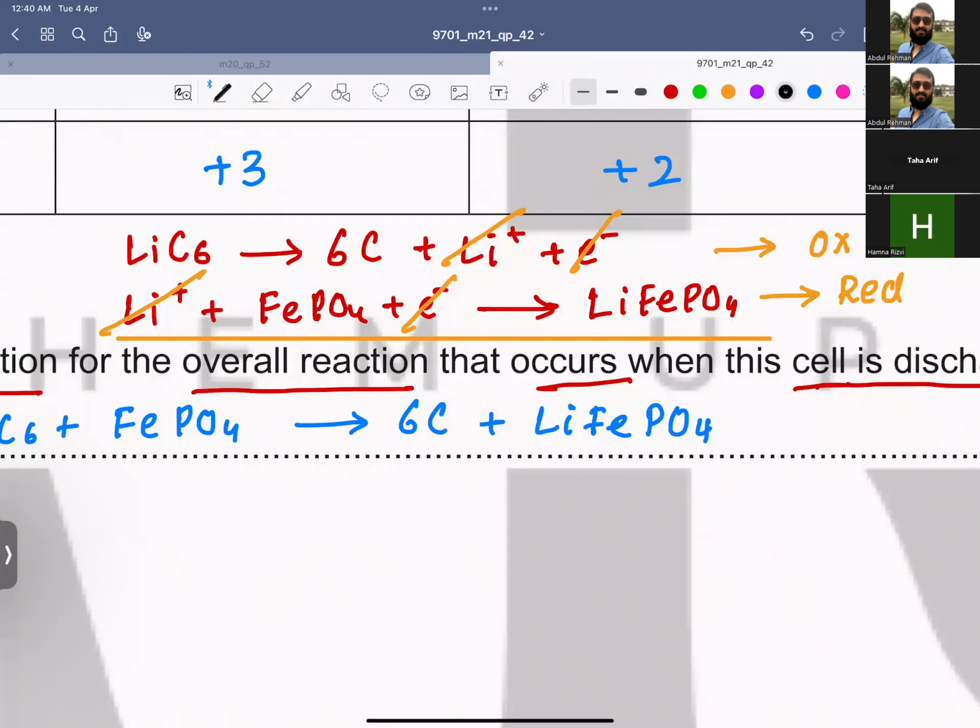It is only flipped when we predict that oxidation is taking place and that equation is written in the form of the reduction reaction. But see here, the electrons are on the right side of the equation, so it is already flipped over here.